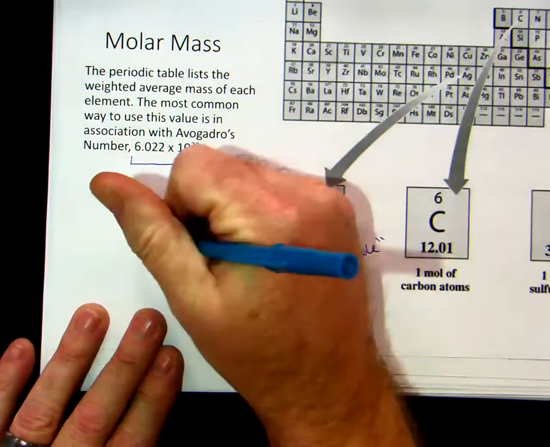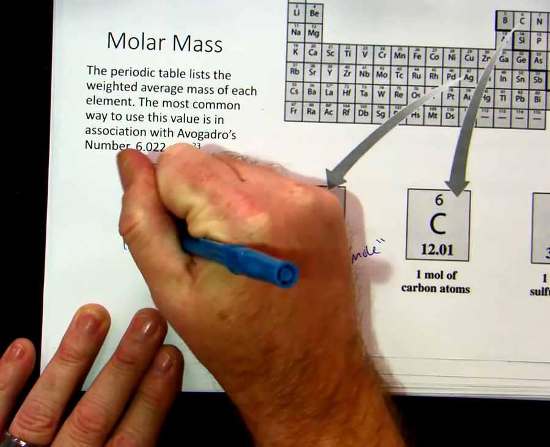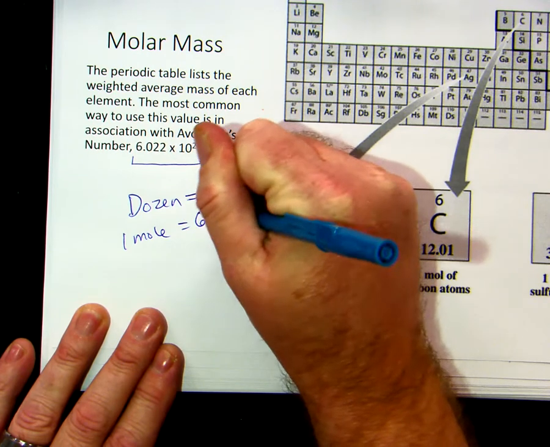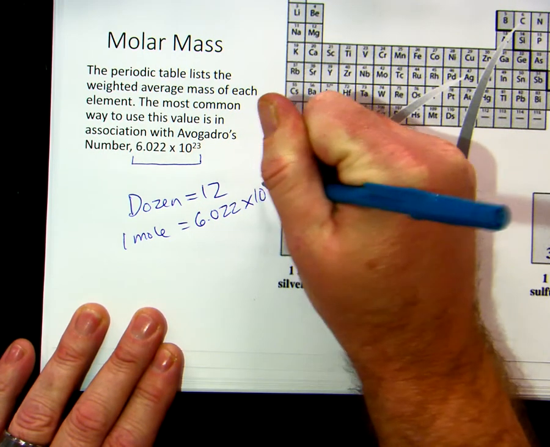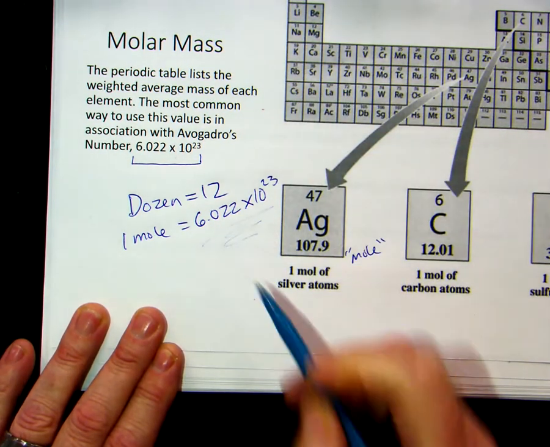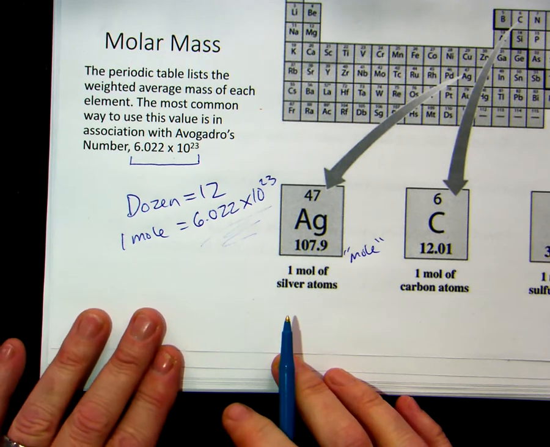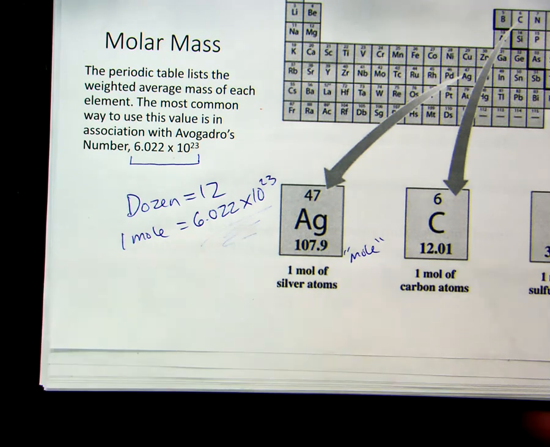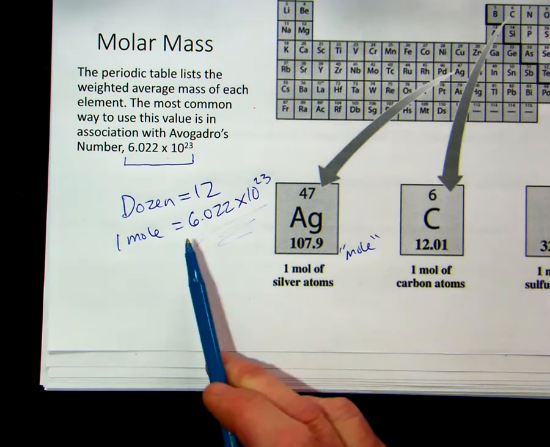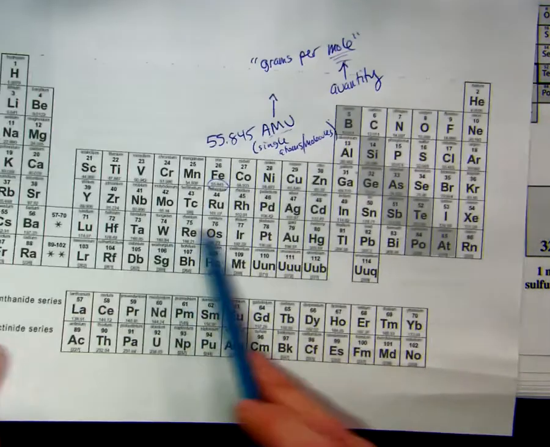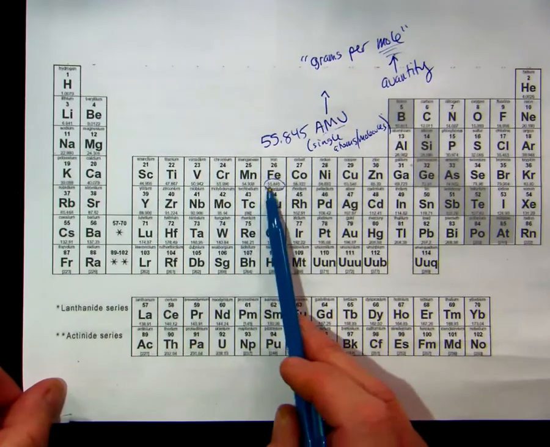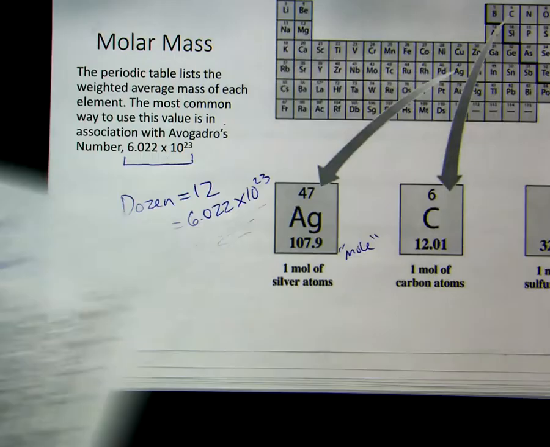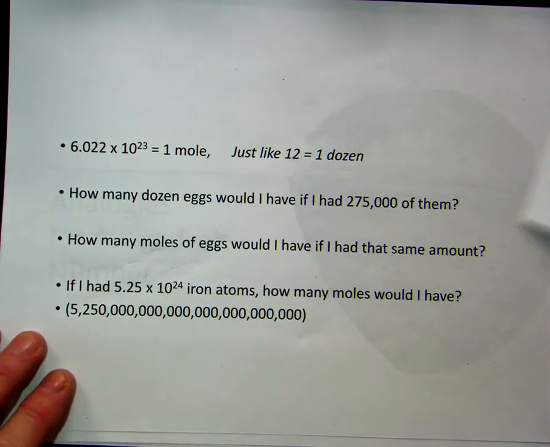So if a dozen is 12, we would say 1 mole is a huge number. It happens to be 6.022 times 10 to the 23. This is a gigantic number, way more than a dozen. But it can apply to anything. I can have a mole of hydrogen atoms. I can have a mole of satellite dishes. I could have a mole of donuts. It doesn't matter. It's just a quantity. But the idea is when we have a mole of any of these elements, we know what the mass will be. Now we're going to use that quite a bit.